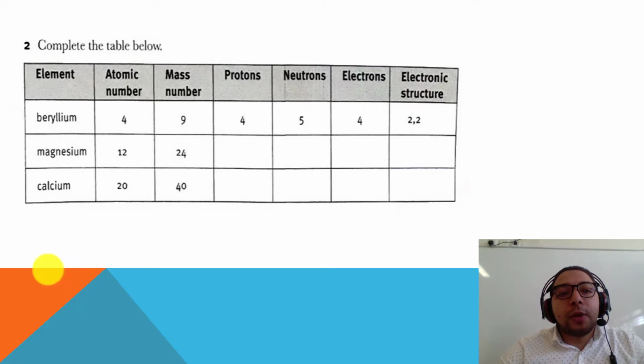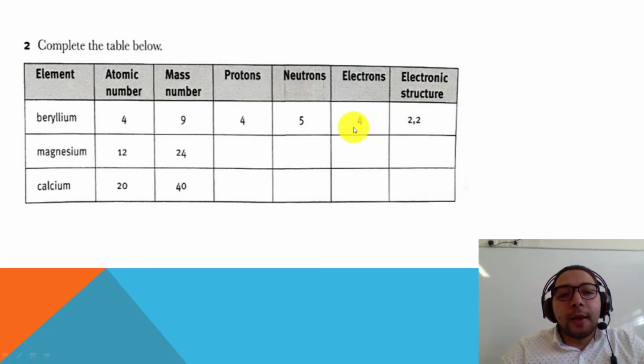Second question, complete the table below. We have beryllium. These are the data, atomic number, mass number, and they have given us the protons is 4, the same as the atomic number, neutrons 5, because they have 9 minus 4, and then number of electrons, they are 4. Electronic structure, first energy level takes 2, second energy level takes 2, because we have overall 4 electrons.